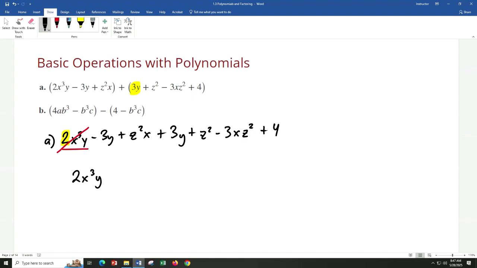Okay. Now we come through here. What are we going to look for next? Well, pretty much look wherever you want. I would probably go to this negative 3xz squared. Do we see a negative 3xz squared anywhere else? No. So I've got that guy there.